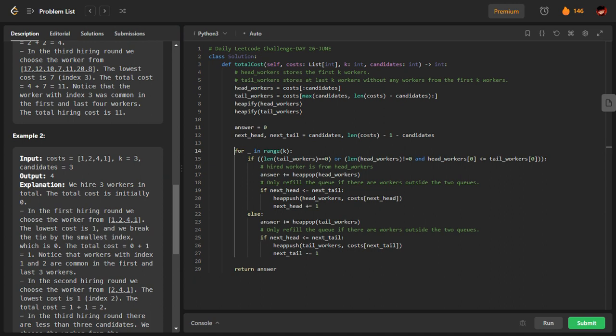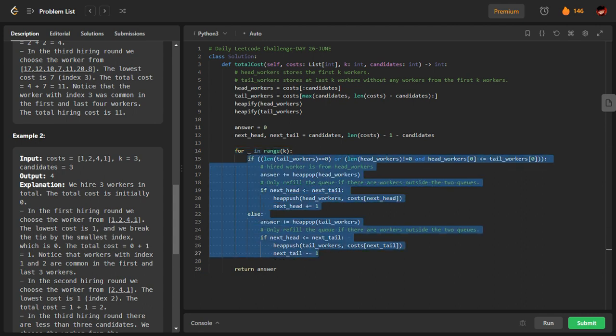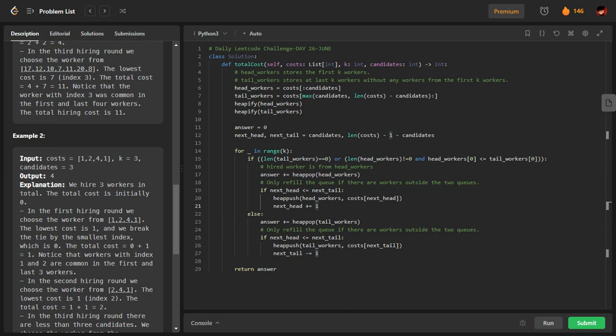So this loop will run for k times. Each time we will get a single worker. In this whole loop, after every iteration we'll be getting a single hire. That's the basic idea. But please pay attention here, there are a lot of things happening here.